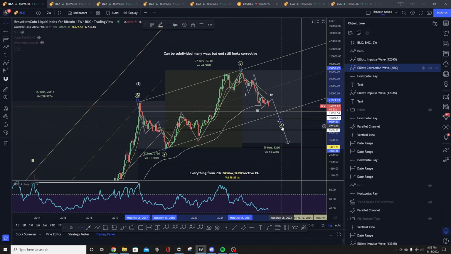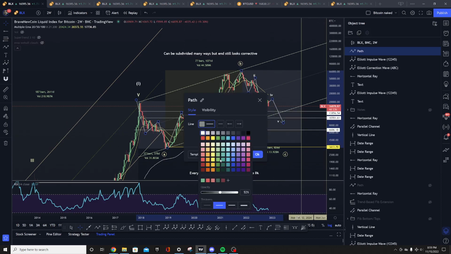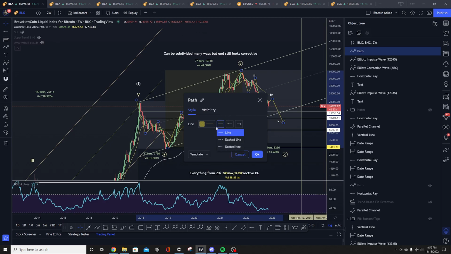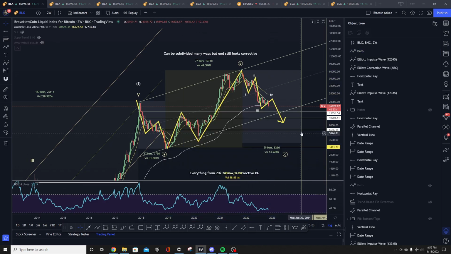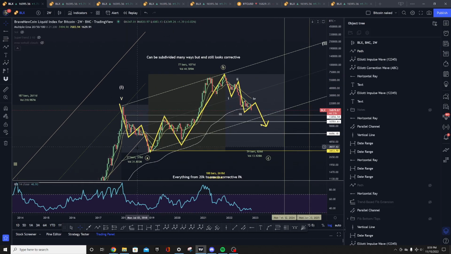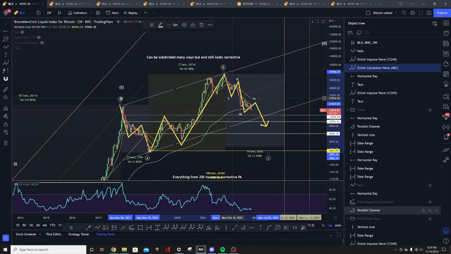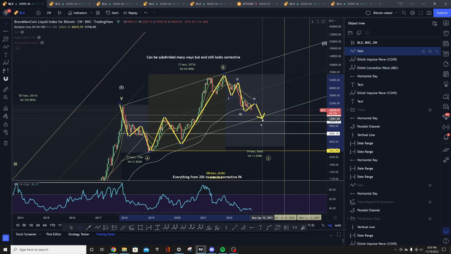Sorry, not that low. Let me make this bigger. Yeah, that's how I have it. It can be labeled differently, but for me it's A B C. This can be WXY or ABC here. So A, B, 1 2 3 4 5, B, 1 2 3 4 5, C, and we would bottom in this case somewhere around 10K-ish, and that would mark the end of the flat pattern.